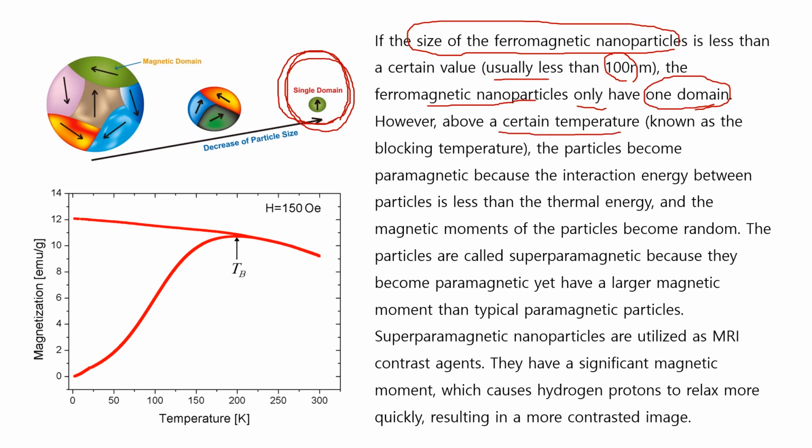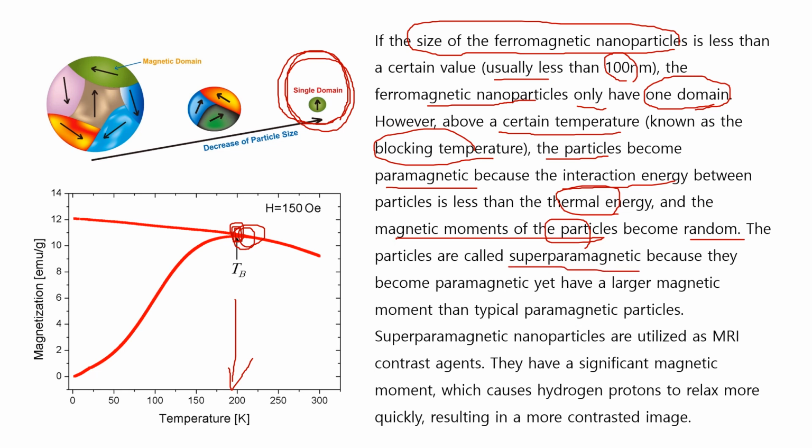However, above a certain temperature, known as the blocking temperature, the particles become paramagnetic because the interaction energy between particles is less than the thermal energy, and the magnetic moments of the particles become random. This blocking temperature of nanoparticles is usually around room temperature. The particles are called superparamagnetic because they become paramagnetic yet have a larger magnetic moment than typical paramagnetic particles. Superparamagnetic nanoparticles are utilized as MRI contrast agents. They have significant magnetic moment which causes hydrogen protons to relax more quickly, resulting in a more contrasted image.